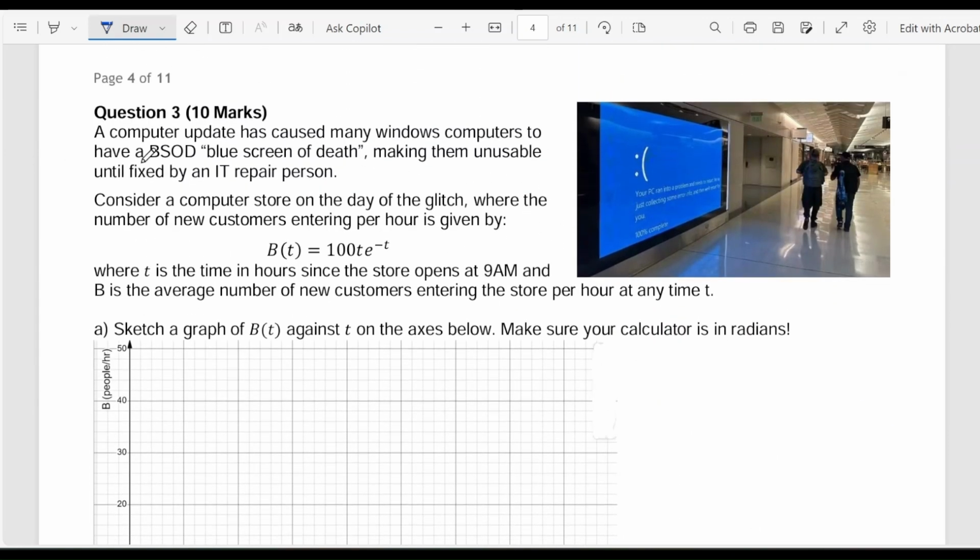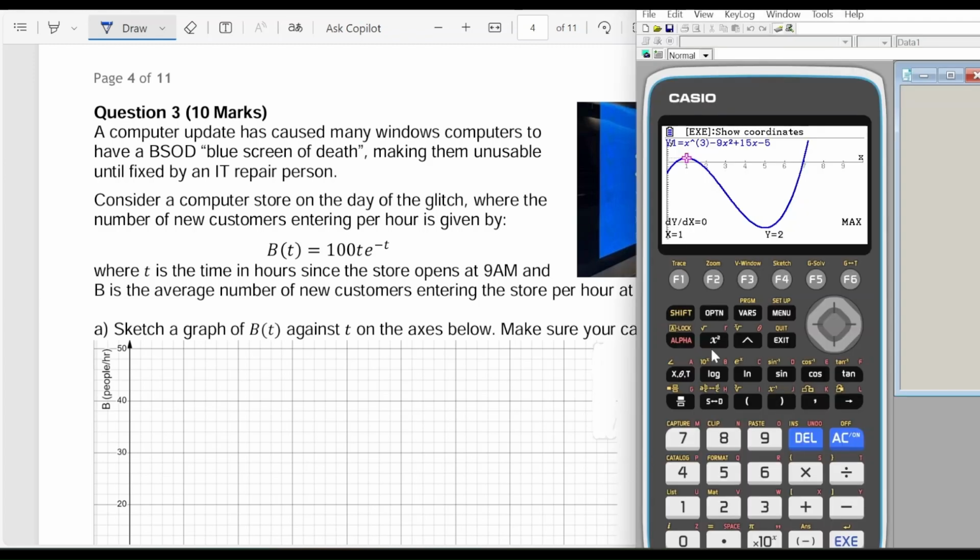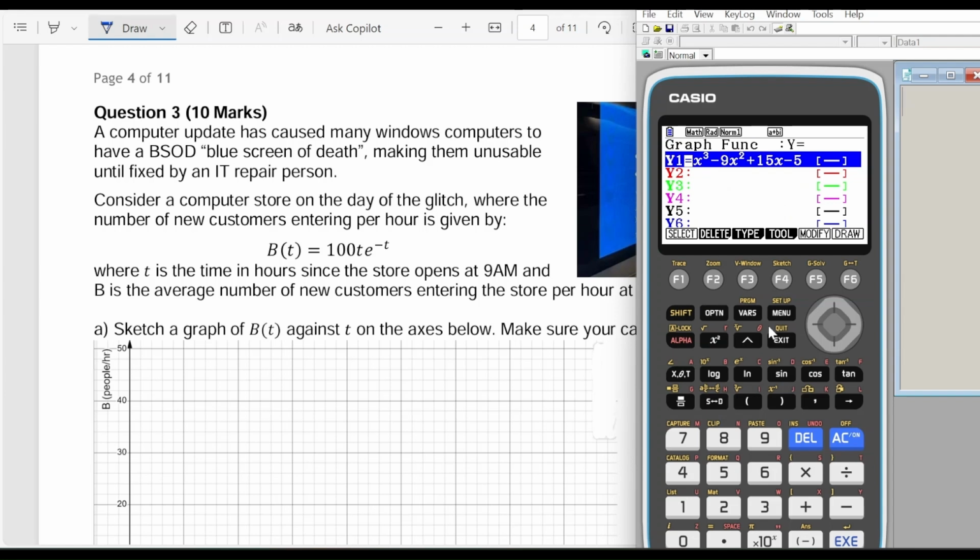All right, we got this question here about the blue screen of death on the computers and an IT repair business having people surge into the shops, so to speak. So what we're going to do here is graph this function and see what we get. 100t e to the minus t. So we're going to go 100 and use x, and then it's going to be e to the power of minus x. There we go. Draw that. So it's a lovely surge graph.